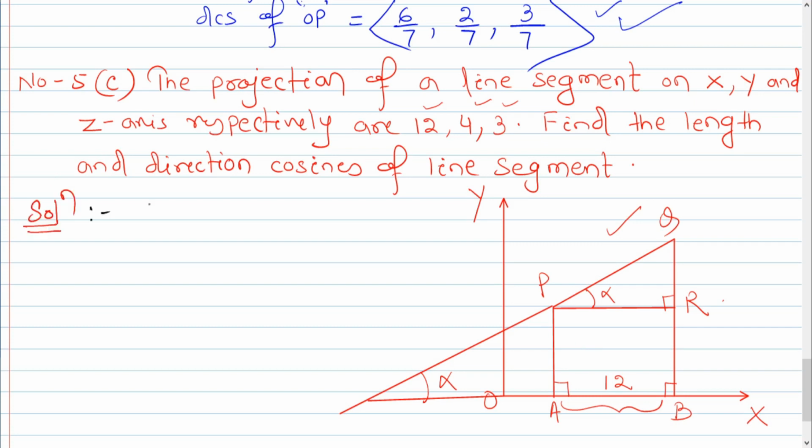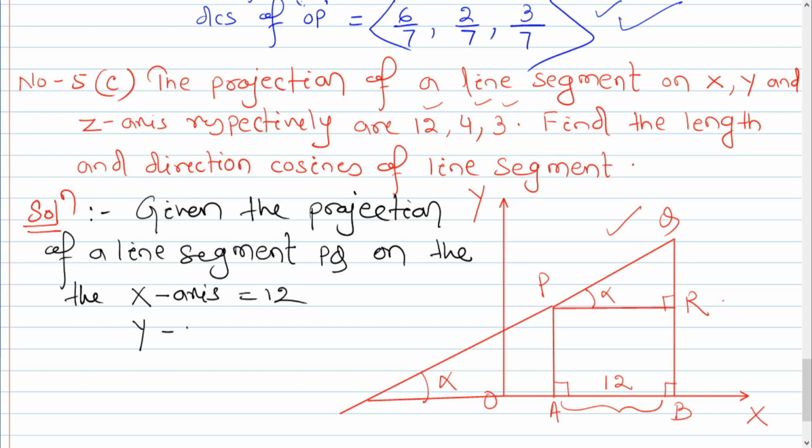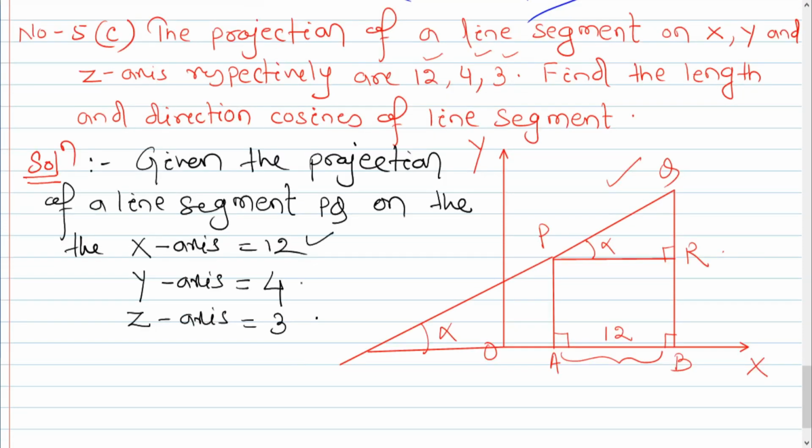So we will mention here first, write the given projection. So the projection of a line segment PQ on the coordinate axes: on the x axis it is 12, on the y axis it is 4, and on the z axis it is 3. Okay, so 12, 4, 3 are given.